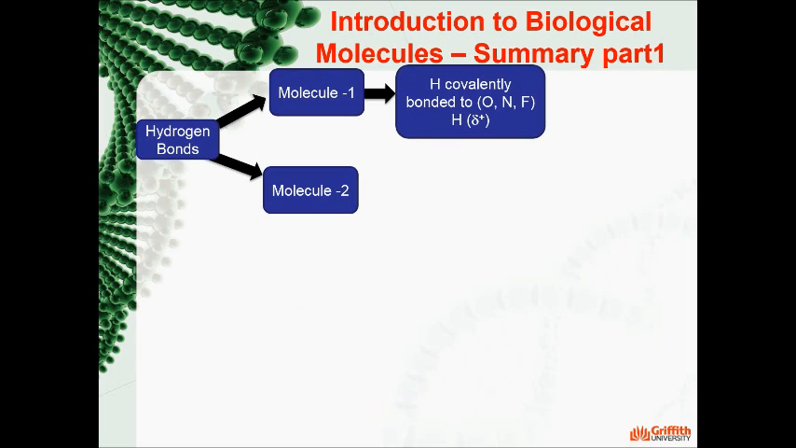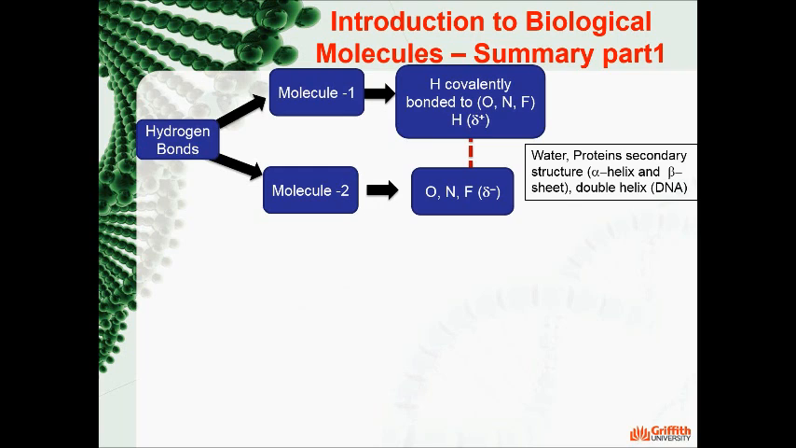Firstly, we need 2 molecules. Secondly, 1 molecule should contain hydrogen that is covalently bonded to either fluorine, oxygen, or nitrogen. The hydrogen will carry a partial positive charge. The second molecule should contain either oxygen, nitrogen, or fluorine atom with a partial negative charge. The negative and positive charges will get attracted to each other, and a bridge, a hydrogen bond, will occur between the 2 molecules. Some examples where hydrogen bonds occur include in water molecules, within the secondary structure of proteins, and in the double helix of DNA.